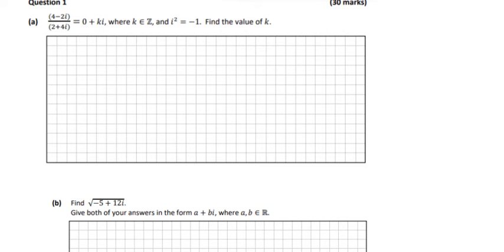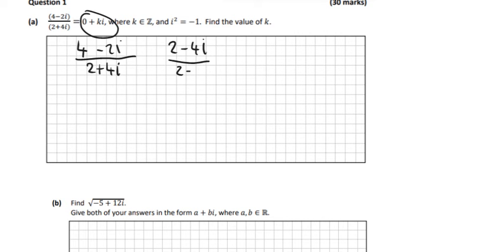So we have to make that fraction look like this, 0 plus ki. So whenever you have a fraction with complex numbers, it's really giving you the hint that you need to multiply top and bottom by the conjugate of the bottom. So 4 minus 2i over 2 plus 4i. The conjugate of the bottom there, the 2 plus 4i, would be 2 minus 4i. So you must multiply top and bottom by 2 minus 4i.